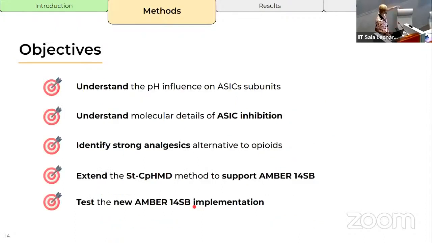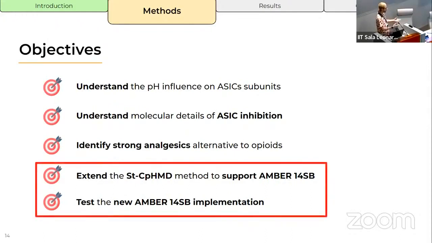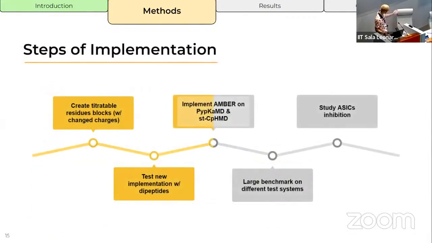Okay, so these were the objectives of my PhD so far. But before being able to study the biological system, we need to first extend the stochastic titration and have it support AMBER14SB. Now, these are a few of the steps. We've been able to create the titratable residue blocks for the different side chains with different charges, and I will get to that in a bit. And we've now tested this new implementation with dipeptides, and this is something that I will also show you.